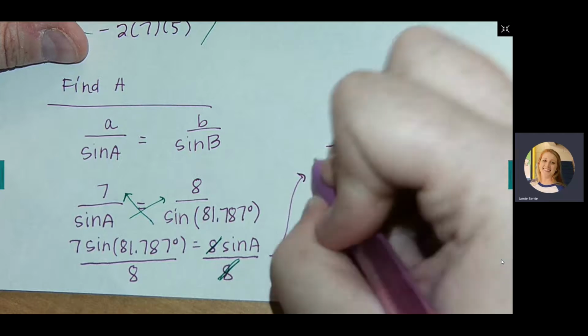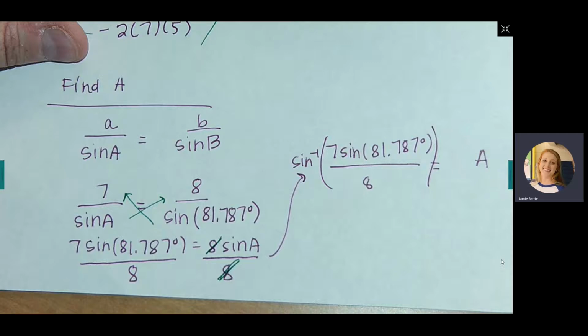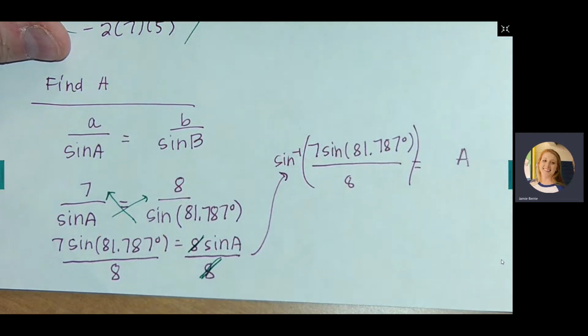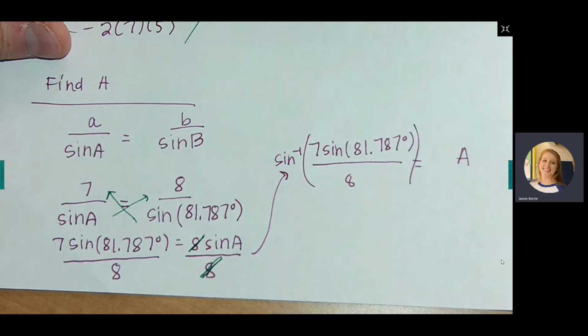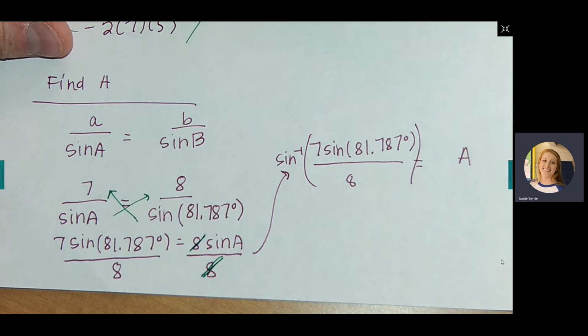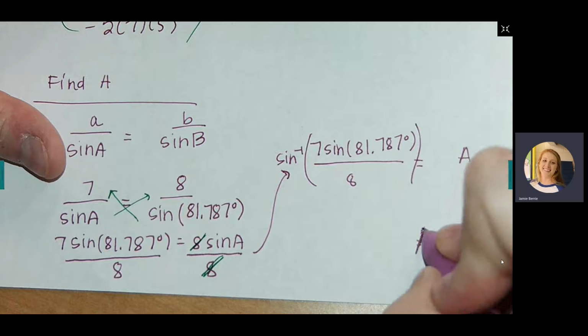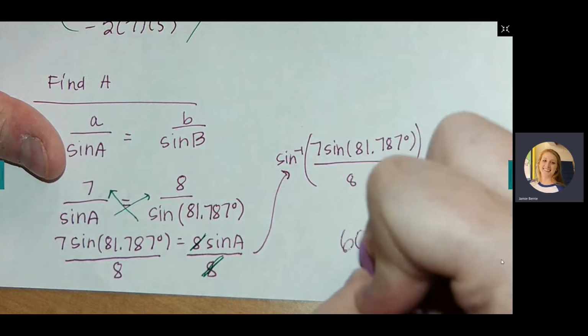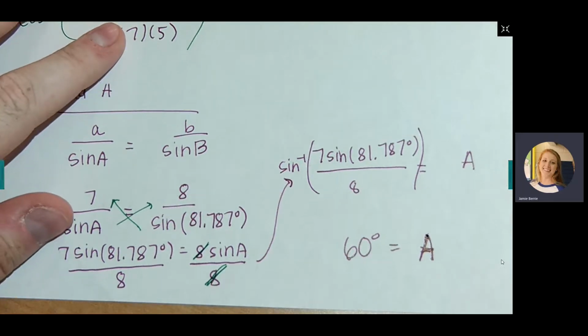All right, so I ran out of room, so I'm going up here. So A would be inverse sine of that left-hand side. Okay. Have y'all typed that in already? What'd y'all get? 60? Yeah. When I first did this, I was like, that can't be right. You almost never come out with a perfect angle like that. But in this case, this is correct.